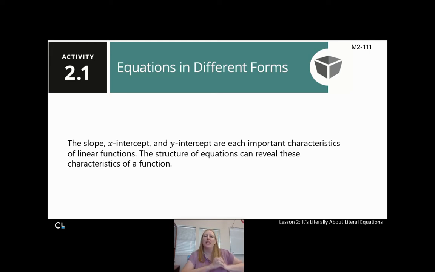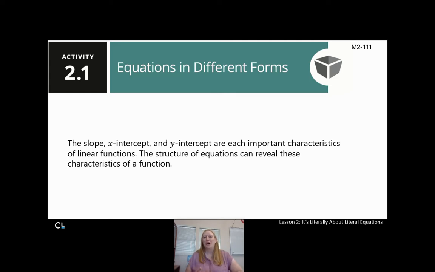So we're going to start off with activity 2.1 on page M2-111. We're going to be talking about literal equations today. And before we get too far into that, we're just going to review a little bit, with a little bit extra from our last unit that we did before the break.